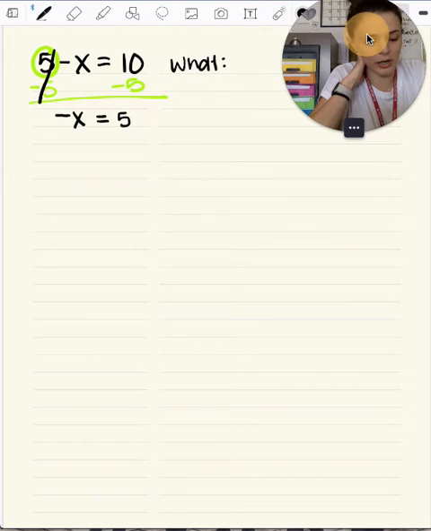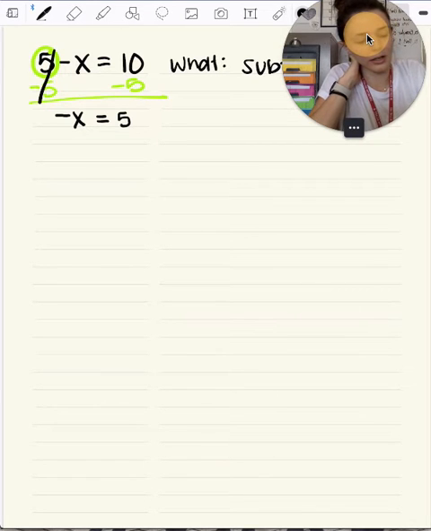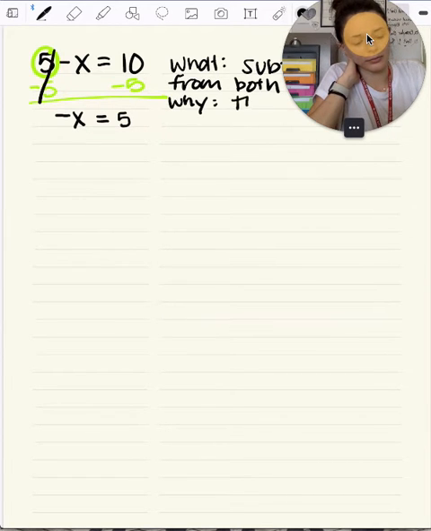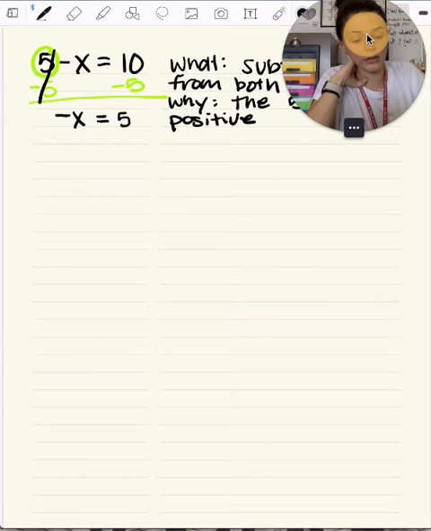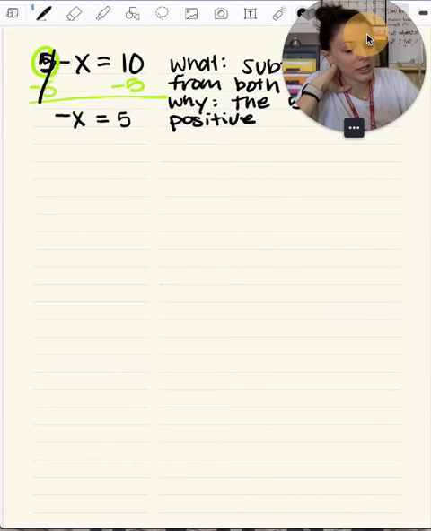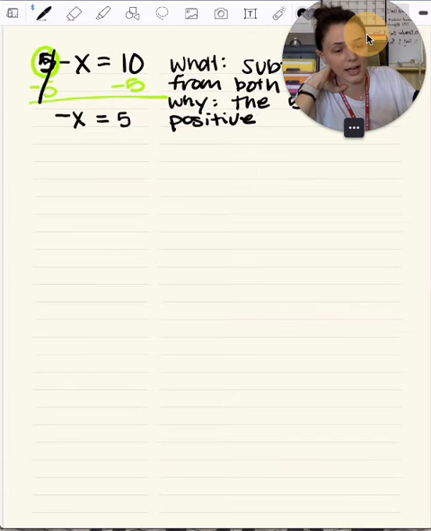So what did I do? I subtracted 5 from both sides. And I did that because the 5 was positive. So if I want to get rid of a positive 5 that's by itself, not being multiplied by anything, I have to use subtraction to just subtract away that 5. Okay, and I don't have my final answer yet because this is negative x equals 5.